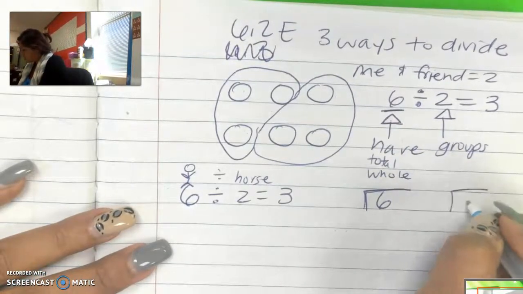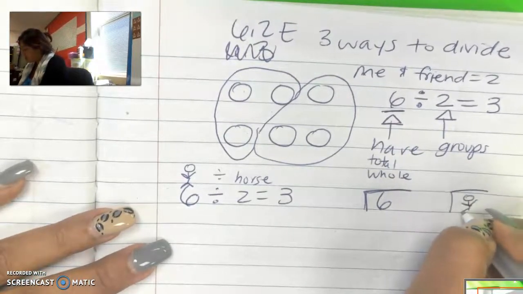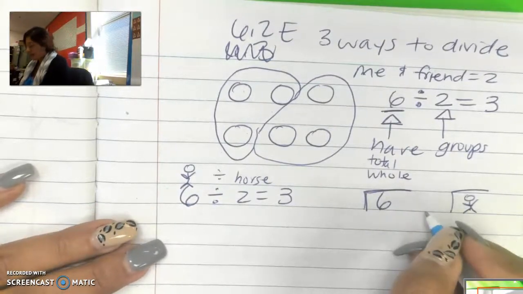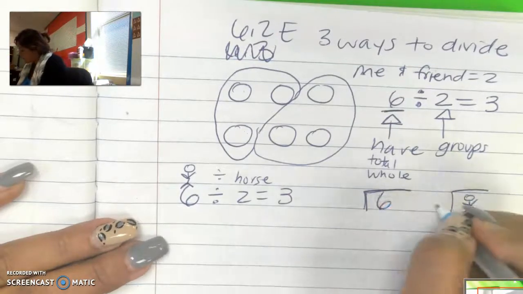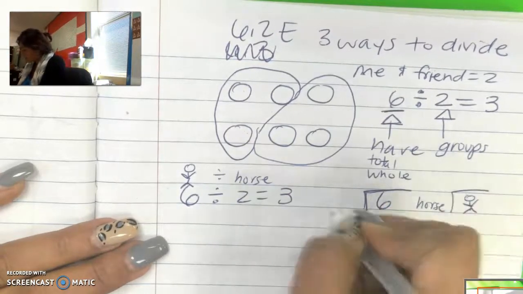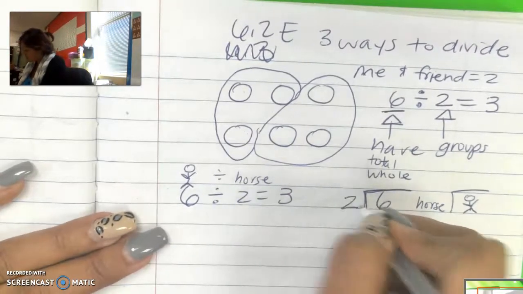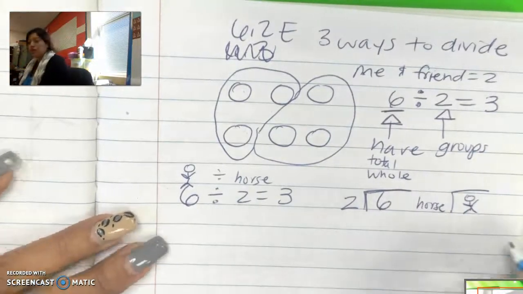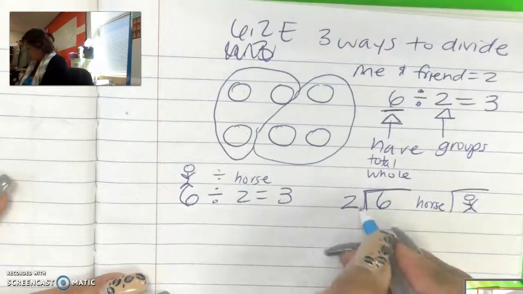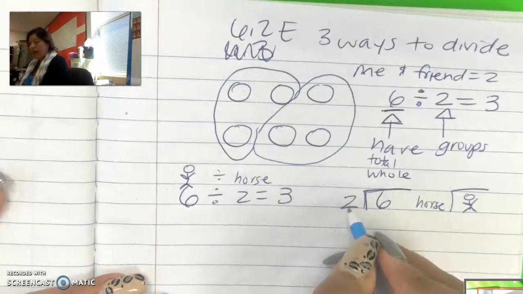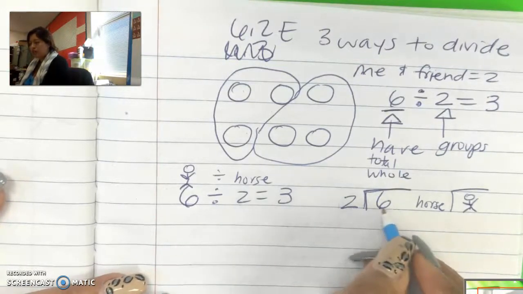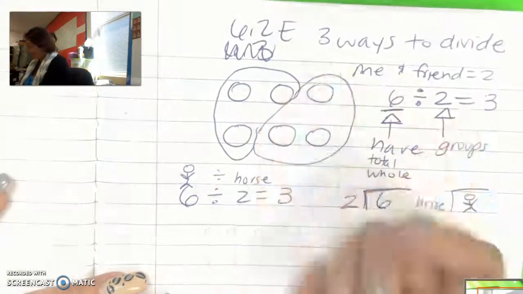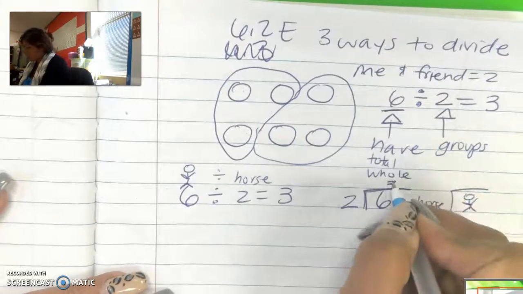So on the inside is your cowboy. That makes sense, right? Your cowboy goes inside the house and the horse stays on the outside. And that's your number of groups. And that's how you work it out. So now you see, how many times can I take away 2 from 6? 2, 4, 6. I can take it away 3 times. That goes right here.